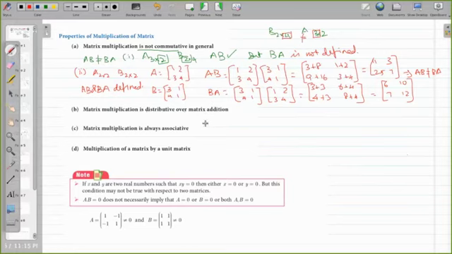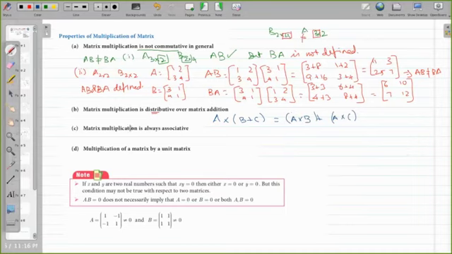Matrix multiplication is distributive over matrix addition. Children, this and all are simple. Directly, if I write it, you can understand. A into B plus C. Children, these are the matrices A, B, C. They are satisfying the condition for addition and multiplication. Now it can be written as A into B plus A into C. It can be done, children.